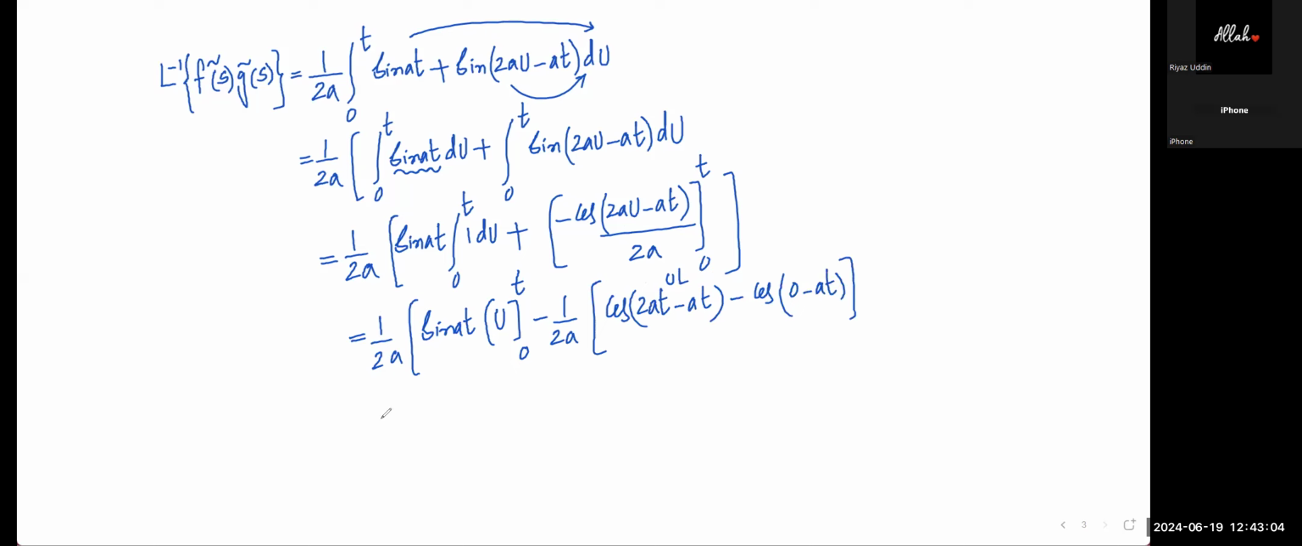Right? This is 1 by 2 into upper limit minus lower limit. Upper limit is t, so it is t sin at. Lower limit gives zero, minus... look at the logic here: 1/2 into cos at minus cos 2at minus cos at.